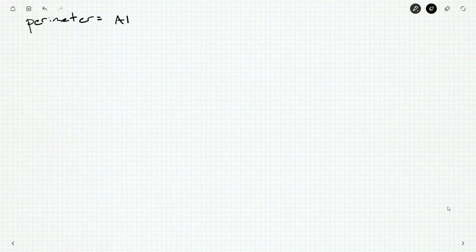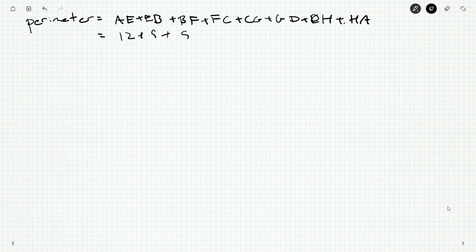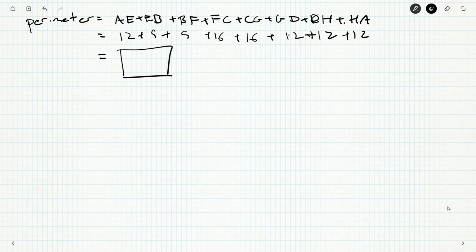So the perimeter is AE plus EB, and yes, we do have to write all this out, plus HA at the end there. And that's going to be 12 plus 9 plus 9 plus 16 plus 16 plus 12 plus 12 plus 12. And we can just put final answer in the box. I'm just going to tally it up by calculator. 12 plus 9 plus 9 plus 16 plus 16 plus 12 plus 12 plus 12. I get a total of 98.